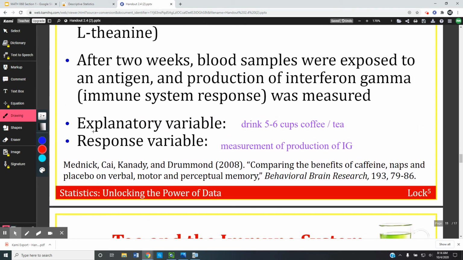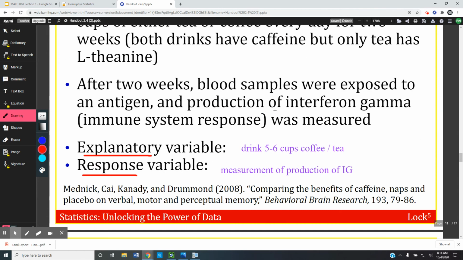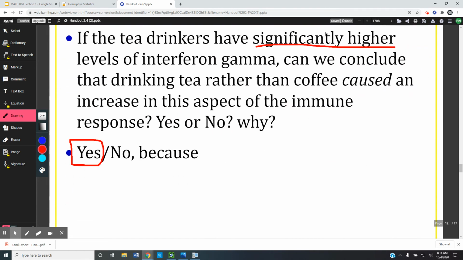So again, a revisit to the explanatory, what happens first, and the response, the measurement we're getting. Was it an experiment? Yes, it was an experiment, and we have a control group. So if we have significance, we can have causality.